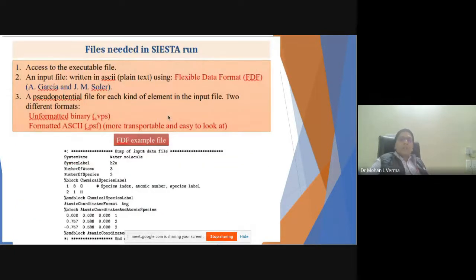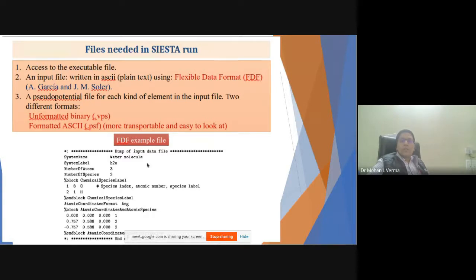And to run a system, what do we need? As I have mentioned, we have to give all the information to the computer, and for that we give an input file. First, you must have the tool, which one can get free of cost from the internet, and then one input file, the FDF file. This is very flexible, and then the pseudopotential. I have mentioned the pseudopotential: all the information is inside it. This is a typical example of an input file.